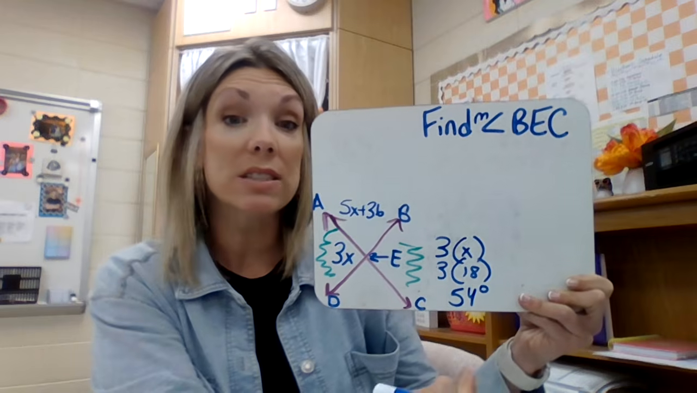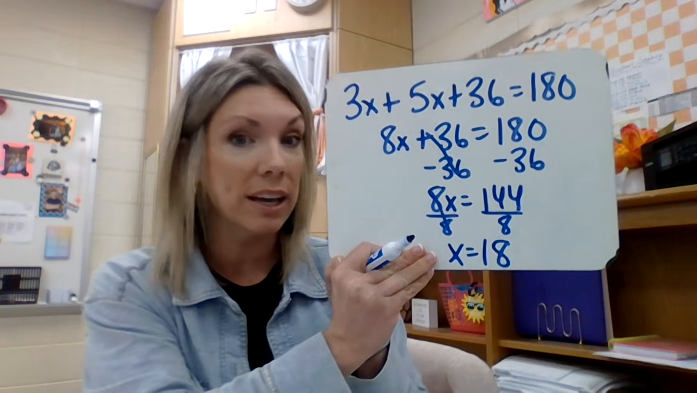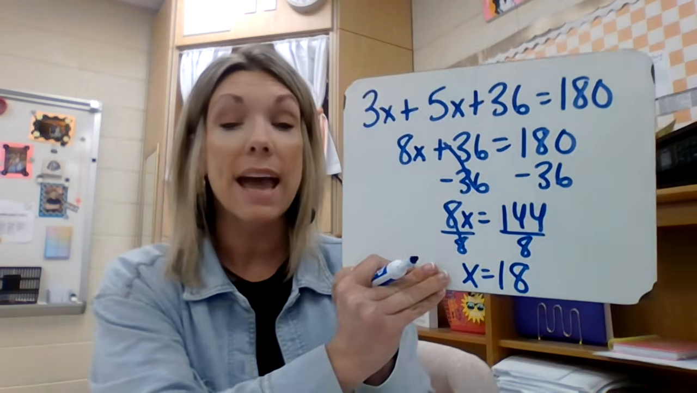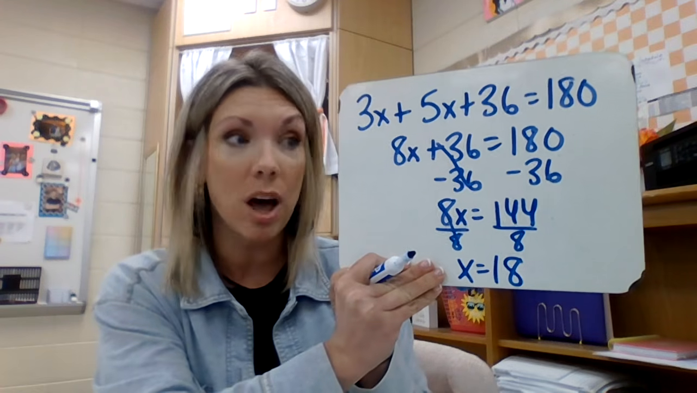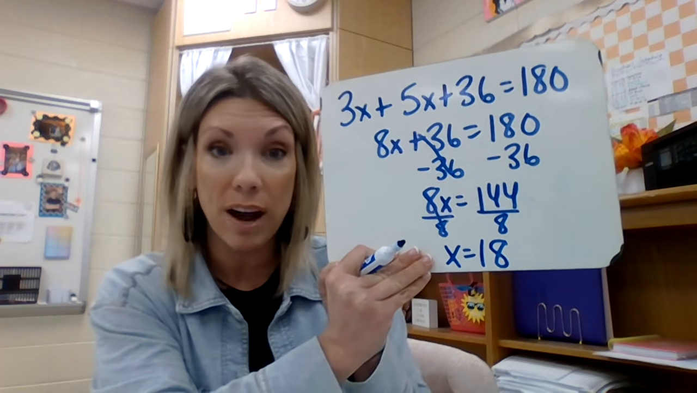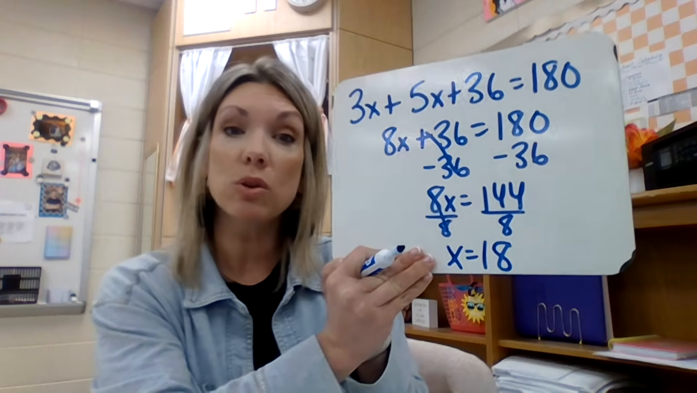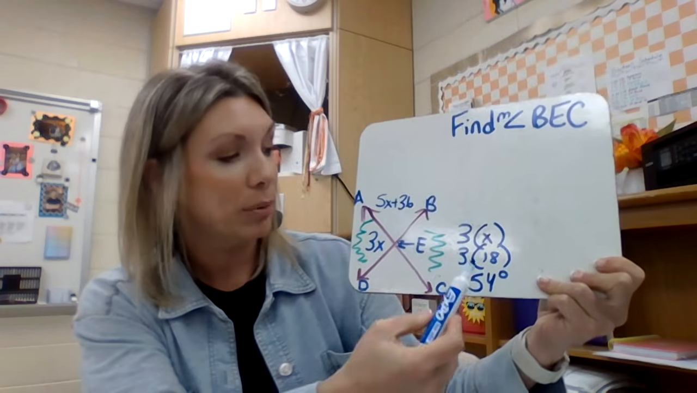So do you see how we solved for x first? We solved for x by looking at our angles. You either look for a supplementary or complementary angle. 180 degrees is the straight line, and 90 is the L, the right angle. Solve for x, and then when you find x, you can use that value, 18, to plug in.